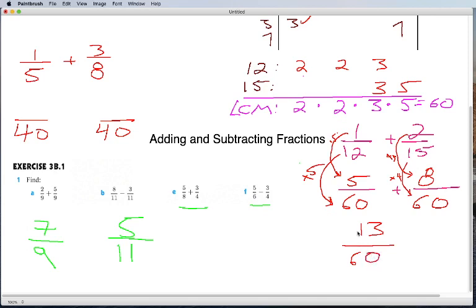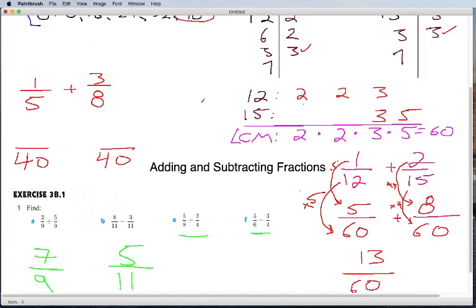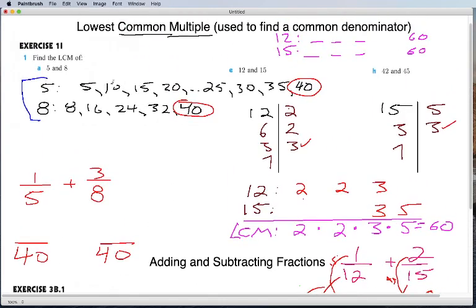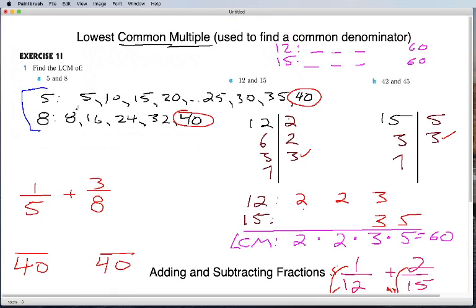All right. So anytime I want to add or subtract, I have to, first of all, find the lowest common multiple using one of these methods. So with 5 and 8, it was quite easy to write them out. With 12 and 15, maybe it takes some more time. And then with 42 and 45, this would take a long time.